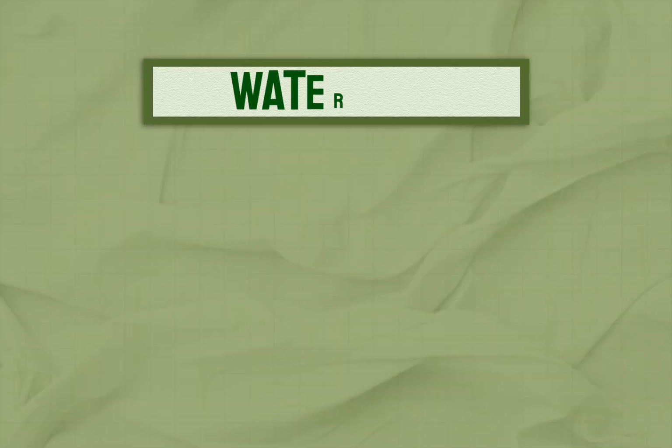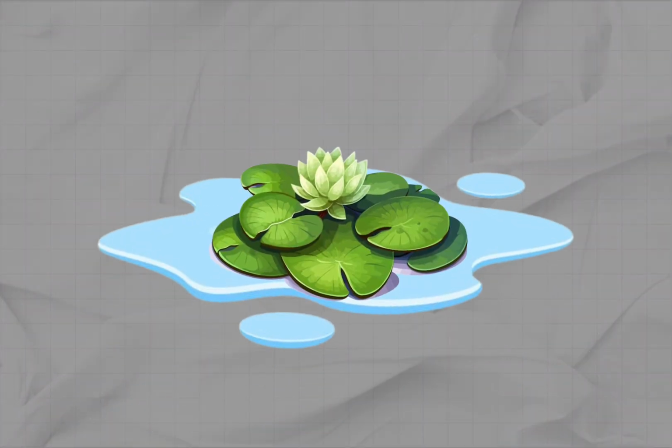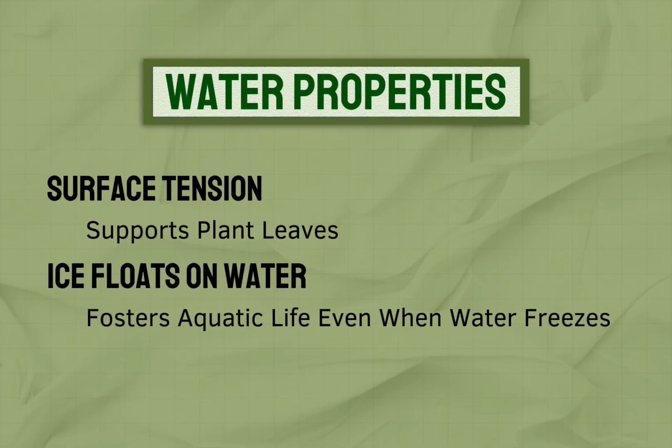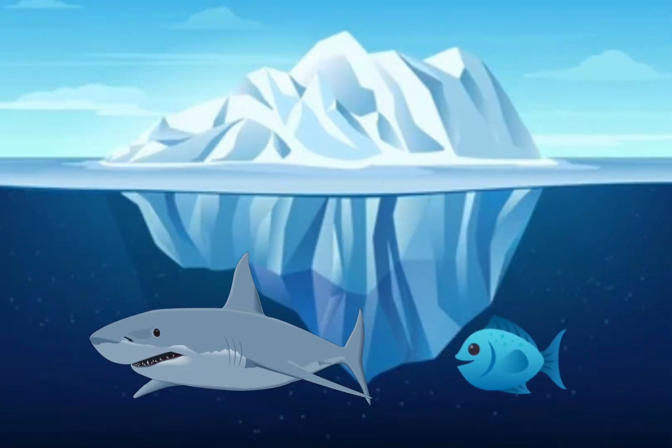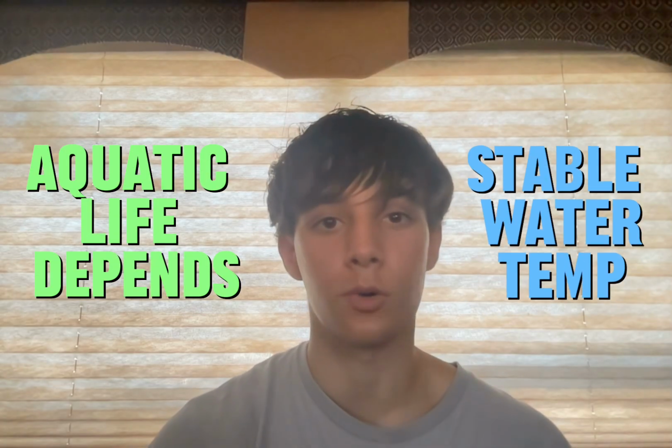Why is this even important? Okay, well, here are a few key reasons why this is actually important. When it comes to cohesion, surface tension is important for aquatic life because aquatic plants like lily pads rest on the surface of water to capture sunlight for photosynthesis. And you know how ice floats? This is important because during the cold winter months when ice forms on top of the water, aquatic life is able to thrive underneath. And furthermore, the high heat capacity of water is crucial for aquatic life because they depend on a stable water temperature. And as I mentioned earlier, without adhesion, plants couldn't pull water up their stems. And plants kind of need water to live.